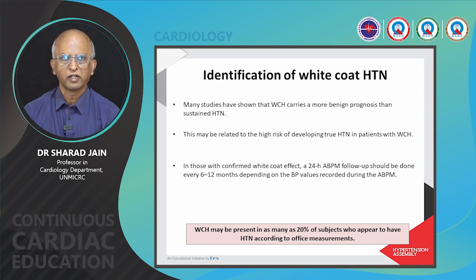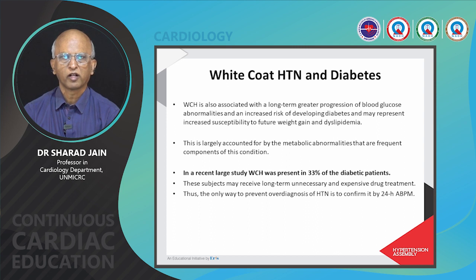White coat hypertension may be present in as many as 20% of subjects who appear to have hypertension according to the office measurements. White coat hypertension in diabetics: it is associated with a greater long-term progression of blood glucose abnormalities and increased risk of developing diabetes, and may present increased susceptibility to future weight gain and dyslipidemia. This is largely accounted for by the metabolic abnormalities that are frequent components of this condition.